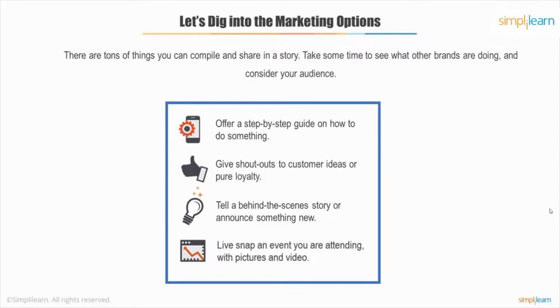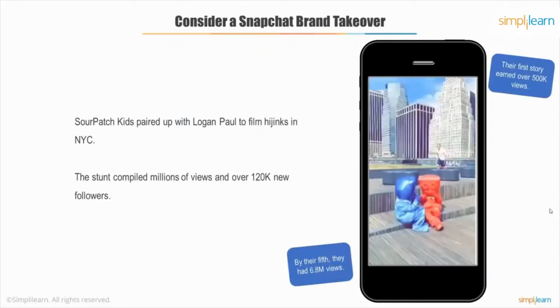Giving shout outs to customer ideas or to peer loyalty, taking those snaps that people send you and republishing them and giving them credit in part of your storyline. Maybe telling a behind the scenes story or using it to announce something new. Do a walkthrough of your office or of your storefront or your factory where you're manufacturing something. Maybe live snap an event that you're attending, putting up combinations of pictures and videos and interviews and snaps that are being sent to you, kind of that curated look at what's happening at the event. All of these are a great use of Snapchat stories.